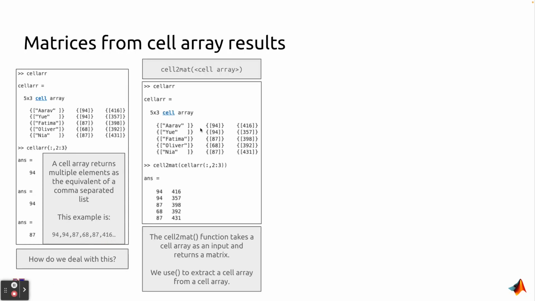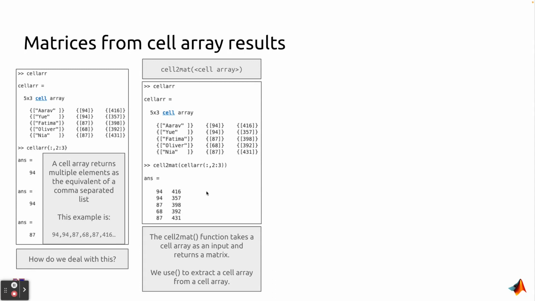And so one way to deal with them is to not try to read it directly, but to use this cell2mat function to convert a cell to matrix. So cell2mat, cell array, all rows, columns 2 and 3 returns the matrix we'd expect. So that's one simple way of handling it.